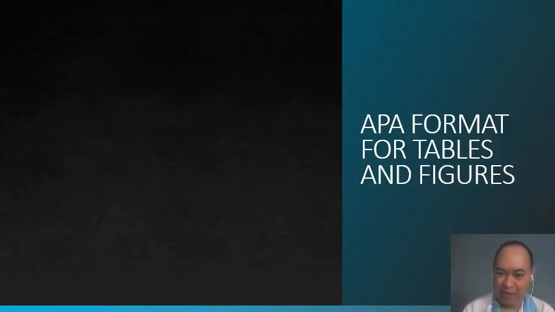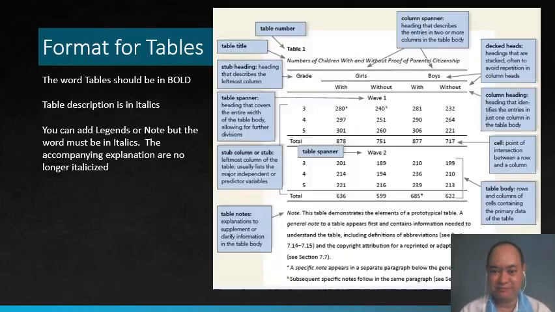So what are the APA formats for tables and figures? We have the following. Take note, this is the format for tables. The word table is in bold. The description of the table is in italics. And then you have the following. The tables should be cleaner. There should be an absence of a guide block in the table. Look at the example. The table looks cleaner.